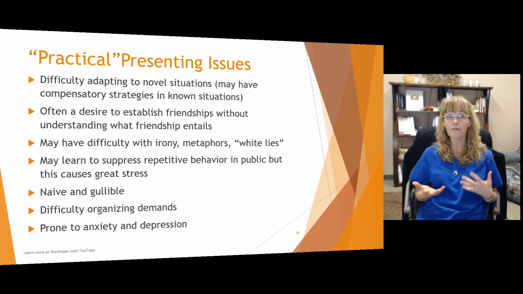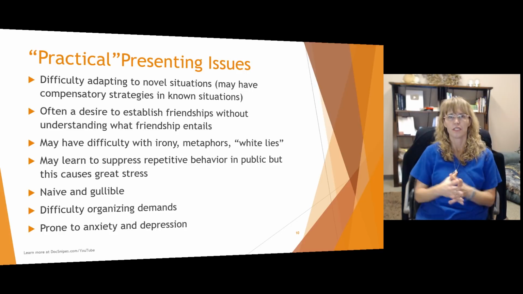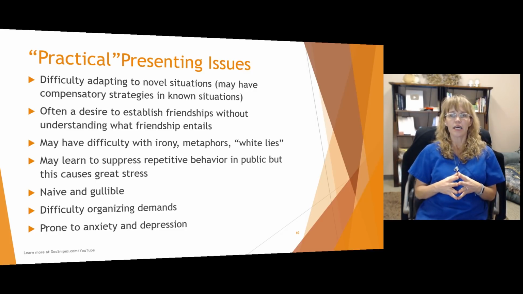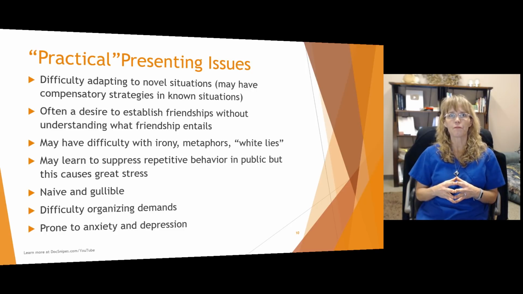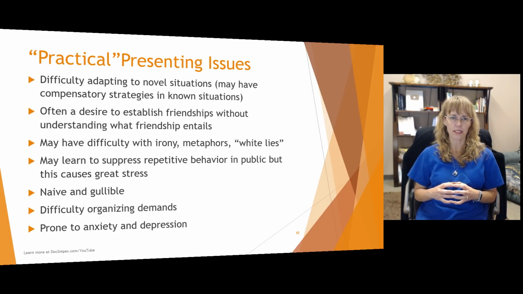Depending on the person's level of degree of autism spectrum, they may or may not be able to participate in certain interventions. They may have difficulty with irony, metaphors, and white lies. So we may need to help them learn how to ask for clarification if they are in a situation where somebody says something and they mean to be ironic. If it doesn't make sense to them, helping them ask questions to clarify what's being meant.